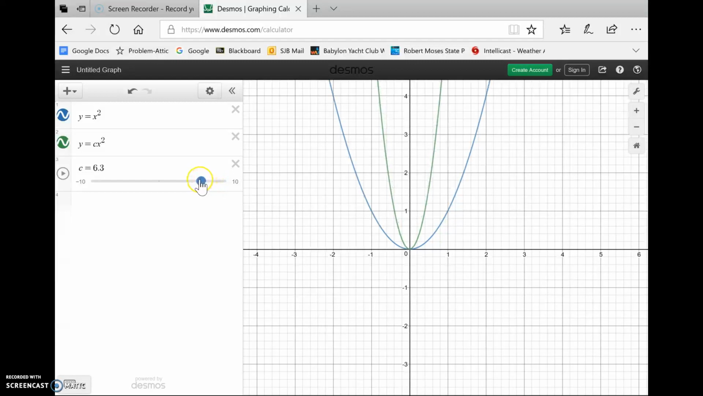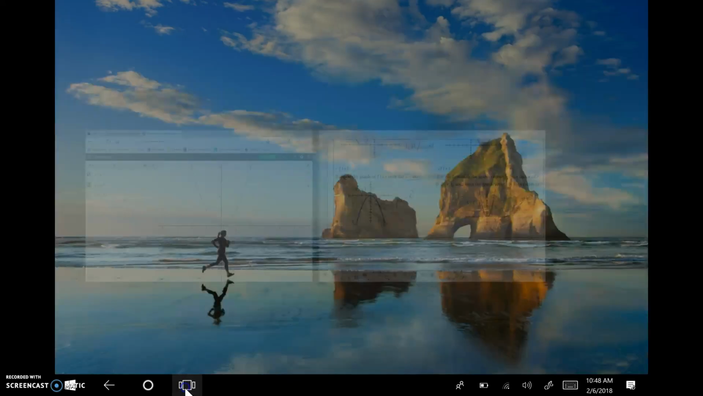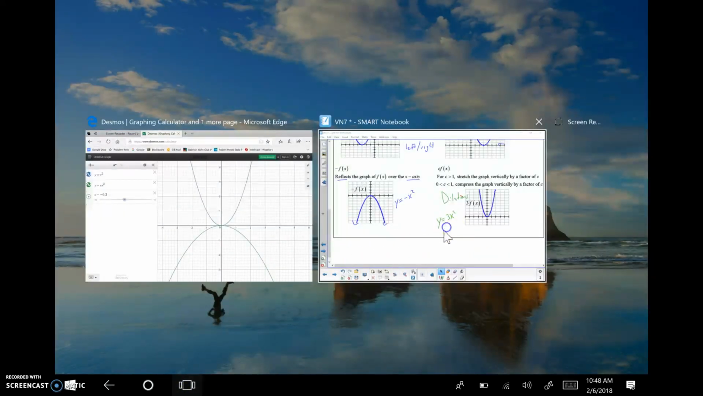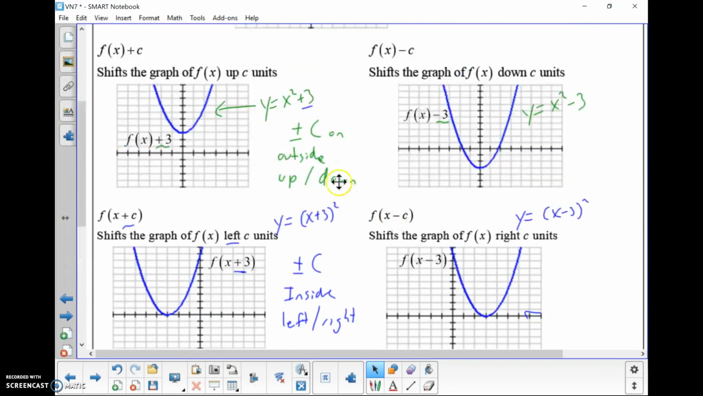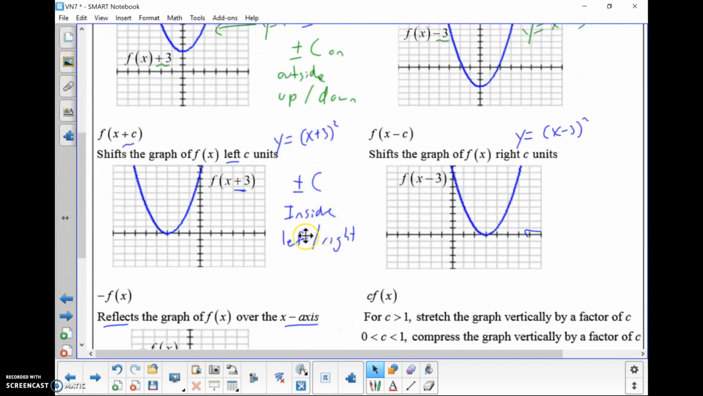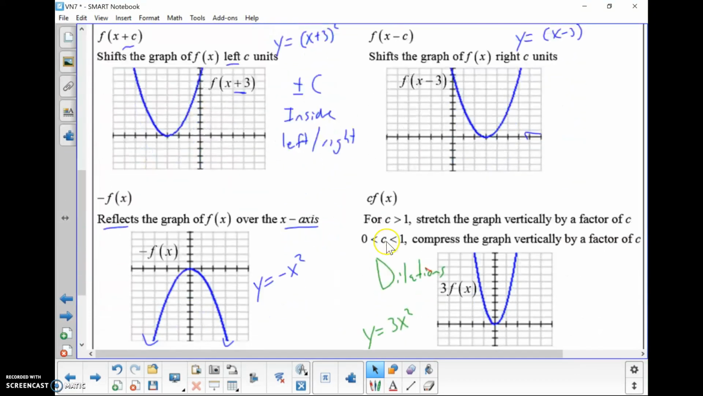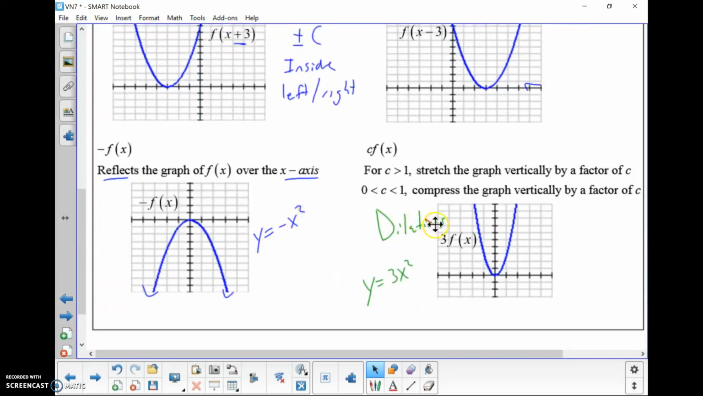And if we go less than 1, like a half or a quarter, you see when I get down to under 1, that actually makes it wider. To the point that when I get to the negatives, it reflects over, because when you put a negative in front, that's your reflection over the x-axis. So that's these rules here. Remember, outside plus up, minus down; inside plus left, minus right. Negate is a reflection, and a coefficient is a dilation.